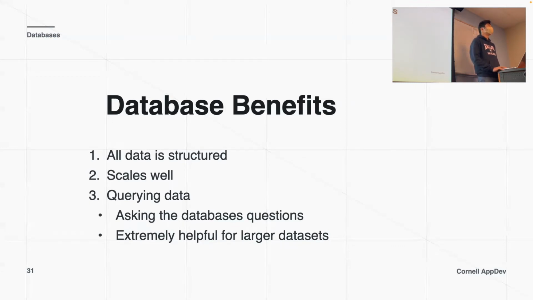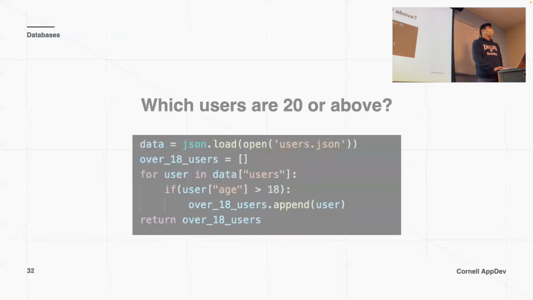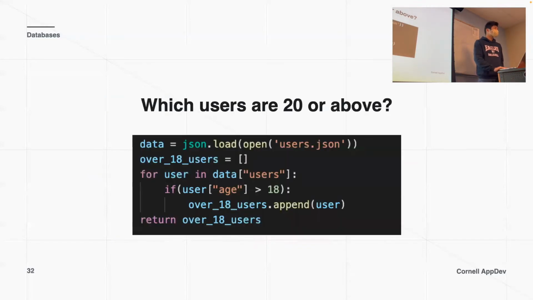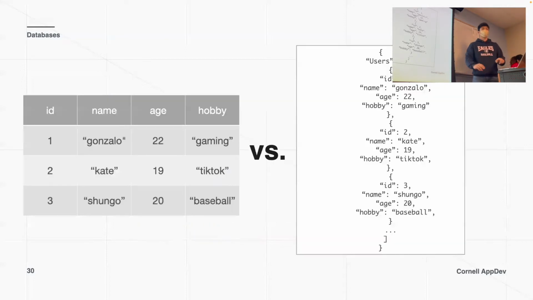Cool. So let's delve into this querying data thing. This is an example of using a Python dictionary, or the Python dictionary that we used last time. Instead of storing it in a Python file, what if we stored it in a JSON file, right? JSON is very similar to what a Python dictionary would look like.